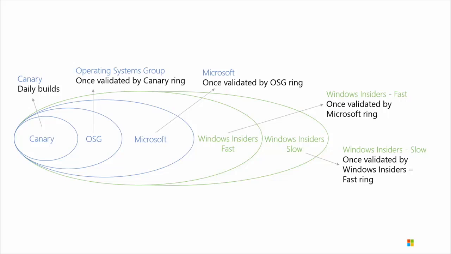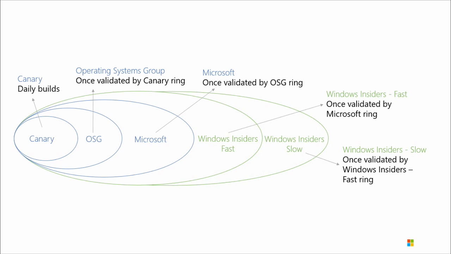And one of the other things that I did want to talk about is this notion of rings. We should probably pop up that rings slide too. This is essentially the way that, from an engineering standpoint, we propagate the code through the system. Right now we have these 5 main rings or groups, if you want to call them that. It starts off with a set of people inside the operating system group that are essentially the canaries in the coal mine, and they get the stuff pretty much as soon as it's compiled and ready to go.